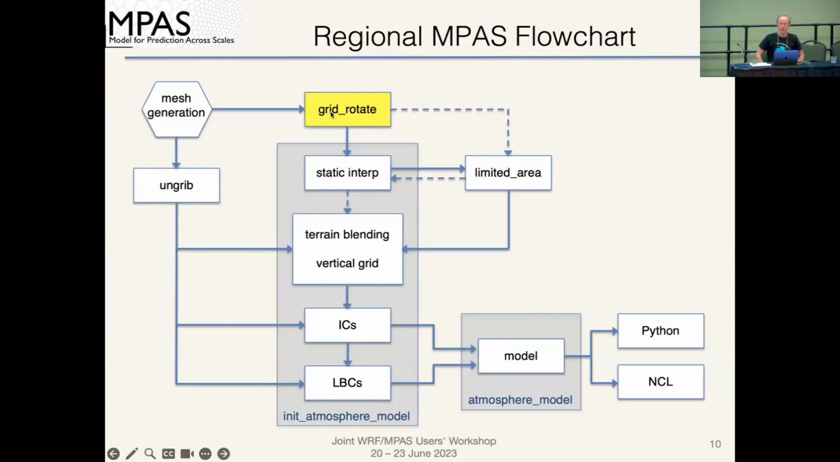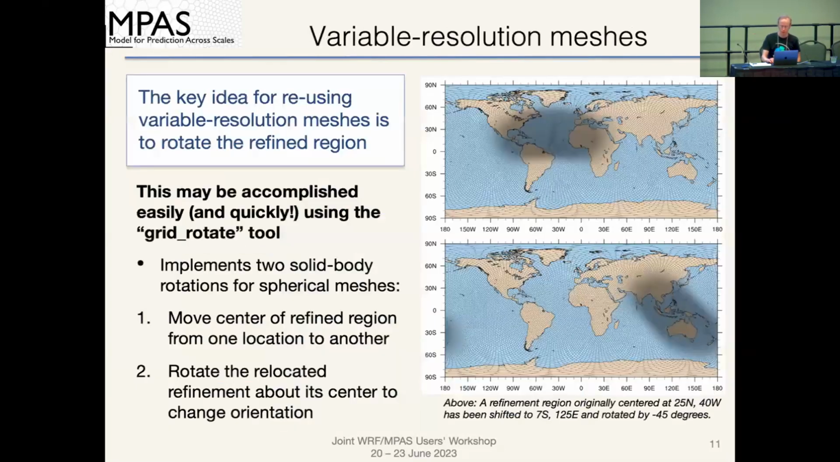The first simulation that we'll run will be a variable resolution regional simulation. So the first thing that we want to do is to run this grid rotate tool to take that 3 kilometer region from the origin, and let's say we'll run a simulation over Colorado. Why not? So the idea is we need to apply some sort of solid body rotation, and that's done with this MPAS grid rotate tool.